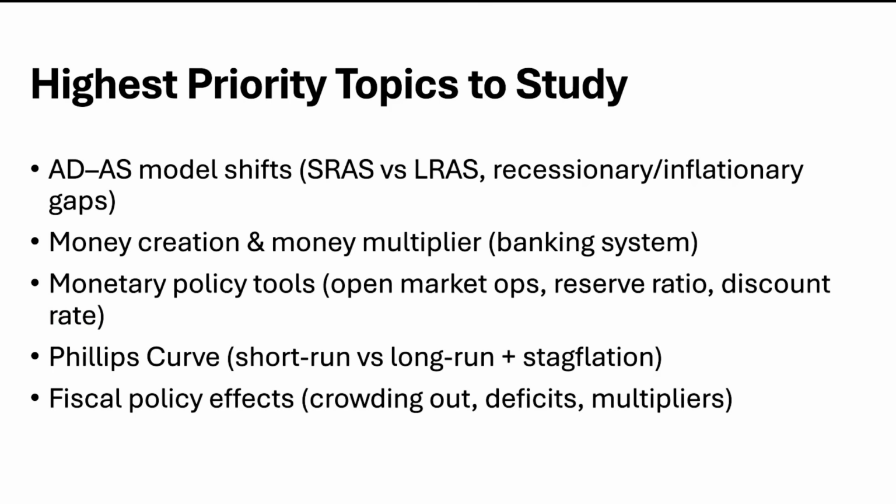So for the AP macro exam, the highest ROI topics that you can study are as follows: your aggregate demand, aggregate supply model shifts, the banking system, monetary policy, Phillips curve, and fiscal policy effects. Get those down and pay special attention to them while you are reviewing.